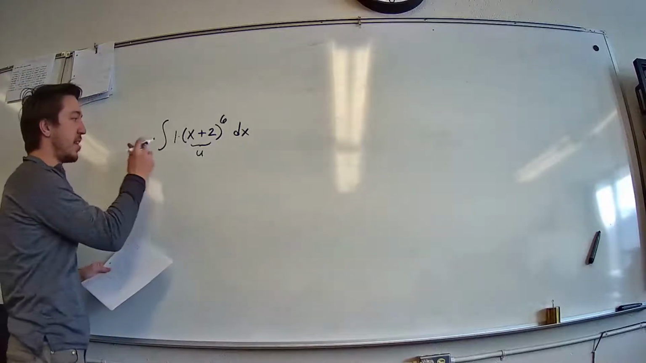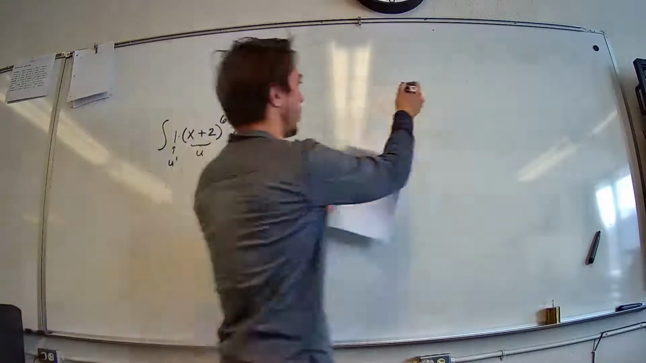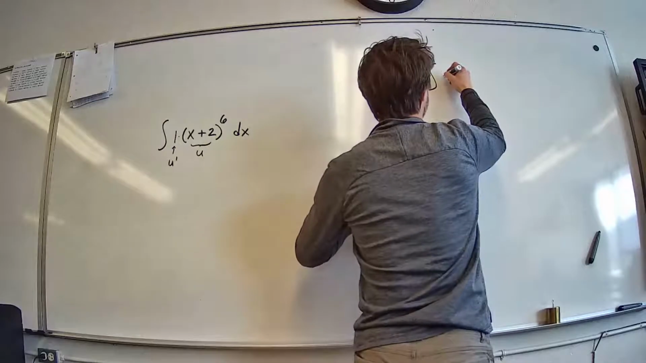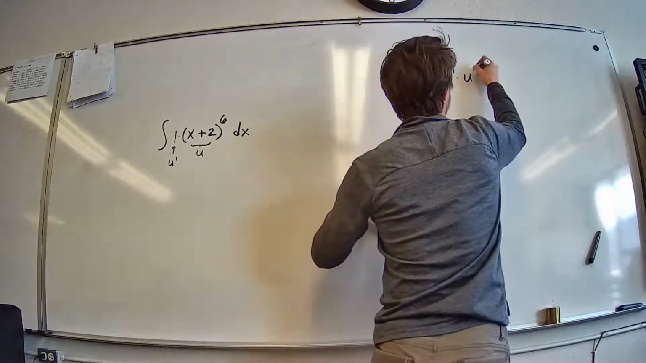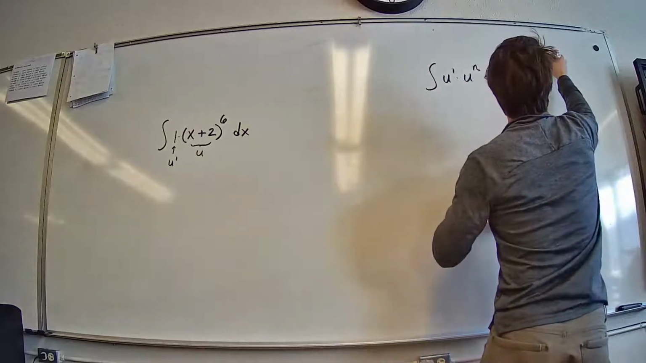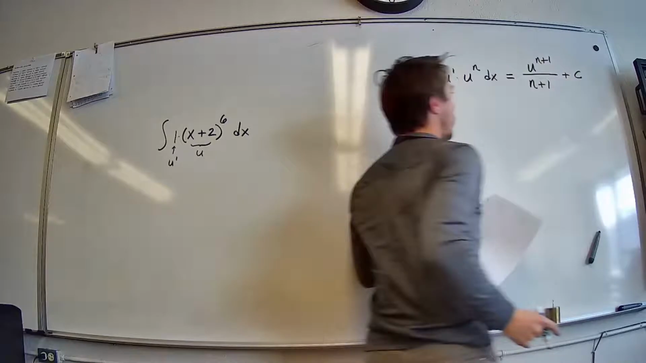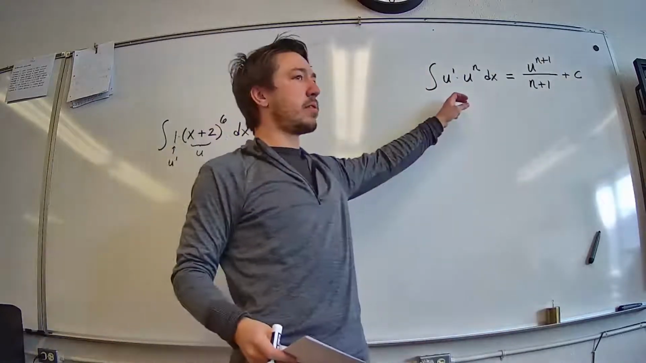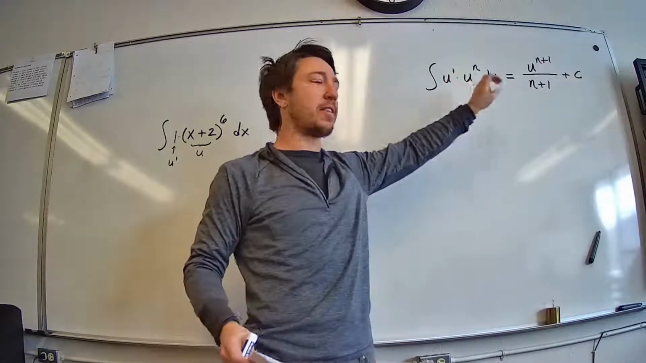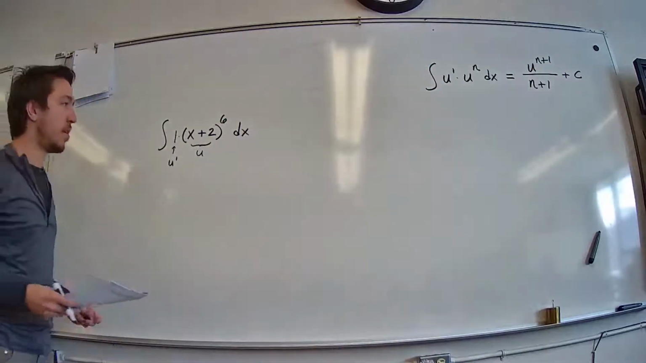So do you see, this is in the form, I should rewrite the rule. The rule is, again, if you have u prime times u to the n, you can do this. If you're super confused, just for now, use the Richard Feynman approach: just shut up and calculate. If you can put it in that form, you're good. You can use the rule.